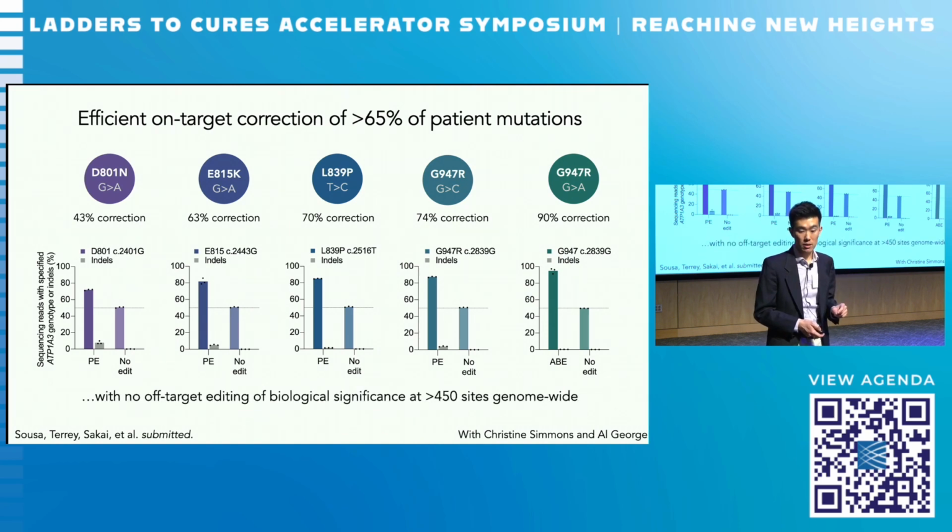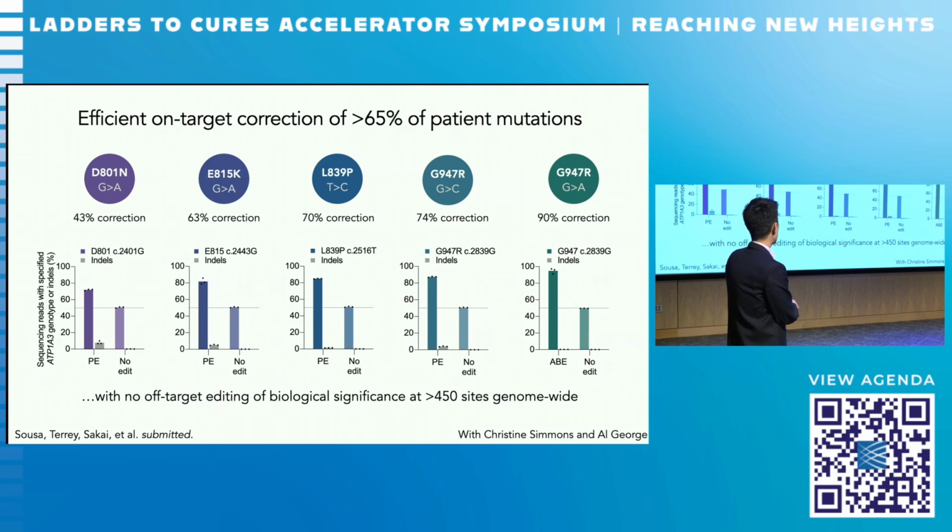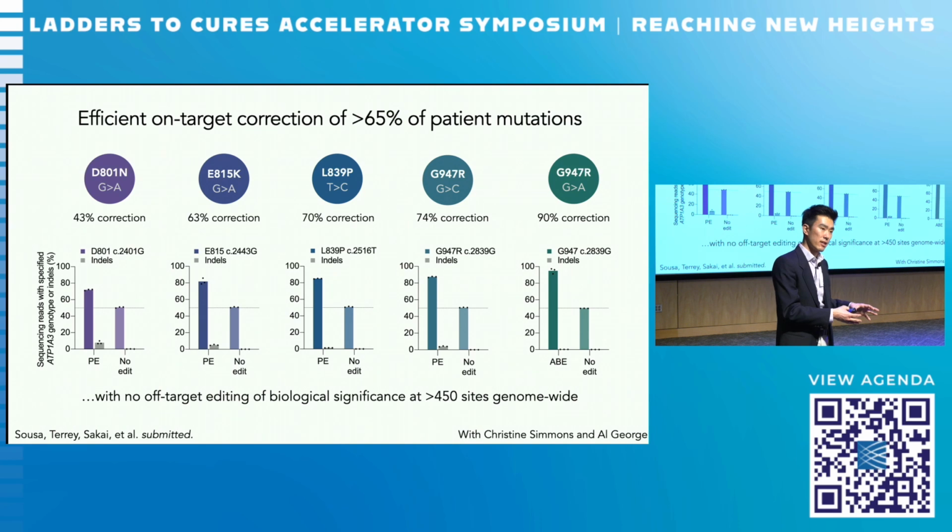We also assess the precision of our editing strategy, applying a genome-wide nomination pipeline called Perturb-seq to assess and nominate 450 sites genome-wide. Actually looking at the editing there, we observe no off-target editing of anticipated biological significance.